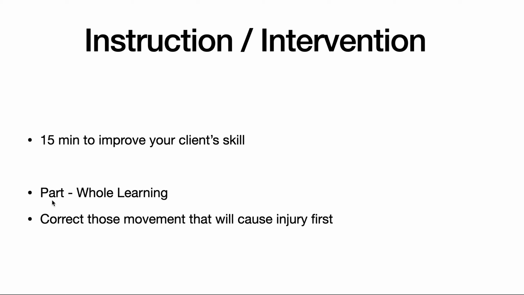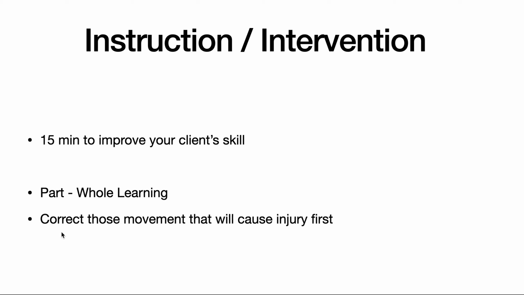The first one is part to whole learning. So for example, in evaluation, you figure out some flaws in their body part. For example, they didn't take a big enough step. Then you can help them to practice that step first, and then finally you need to combine them into a whole movement. So you can work on each body part and then combine them into a whole movement.